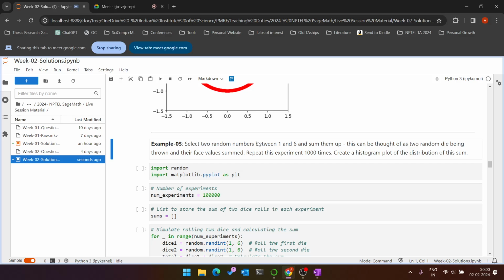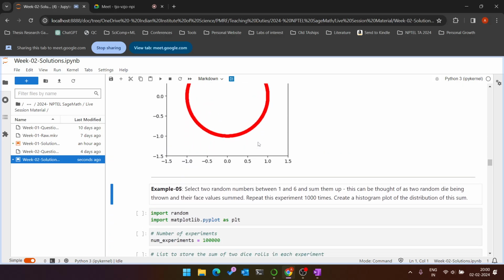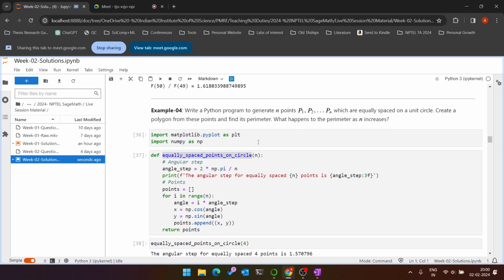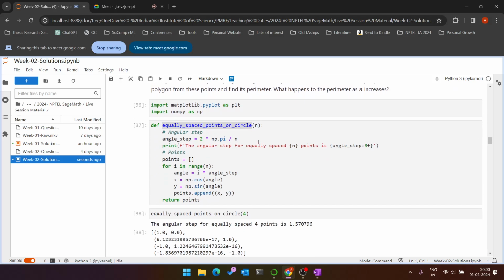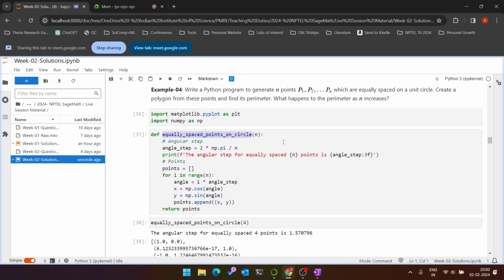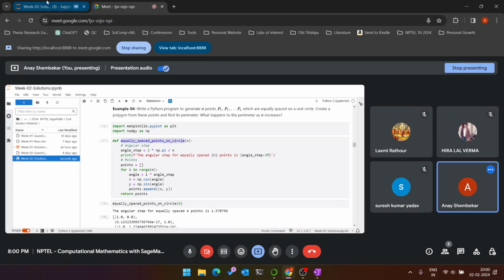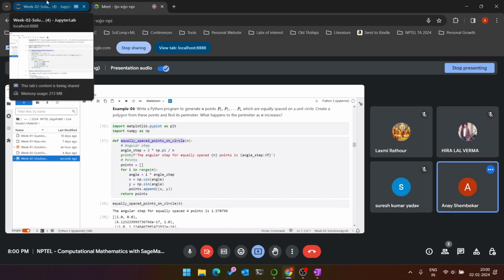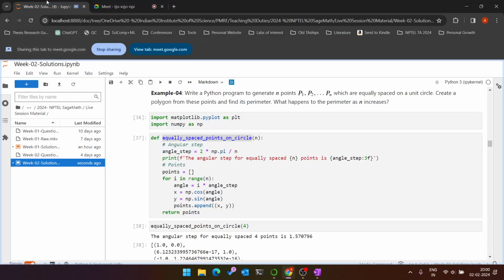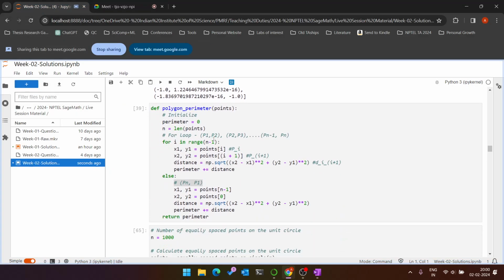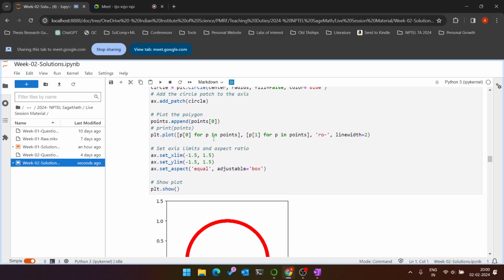The next example that I have, I hope this problem is clear. If not, you could raise your hands or just post it in the chat box. Okay, I believe that this is clear.